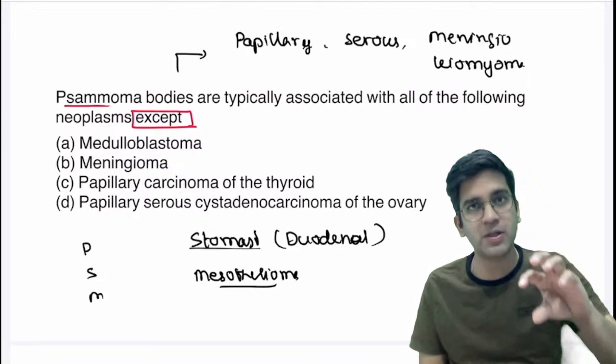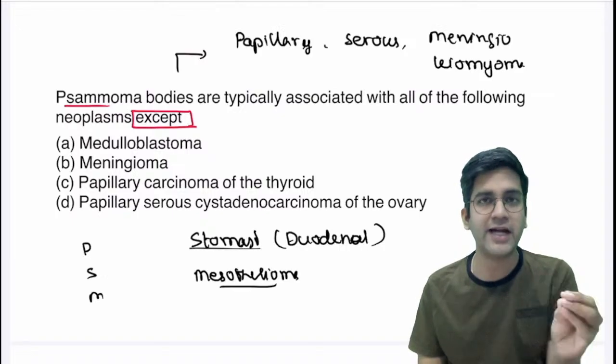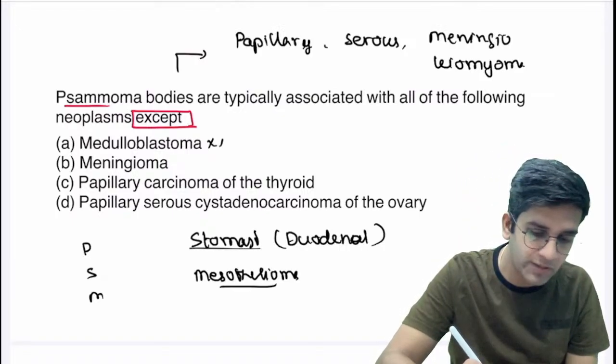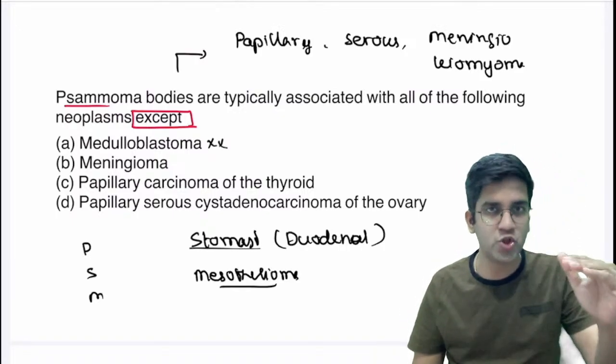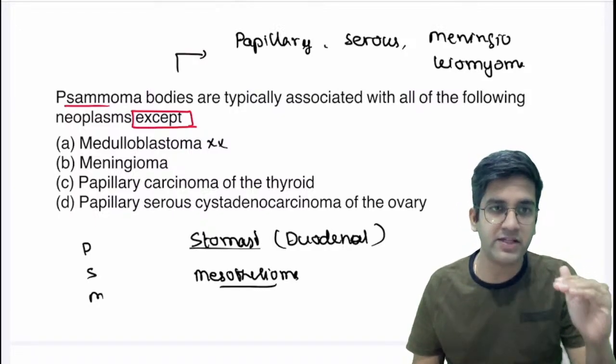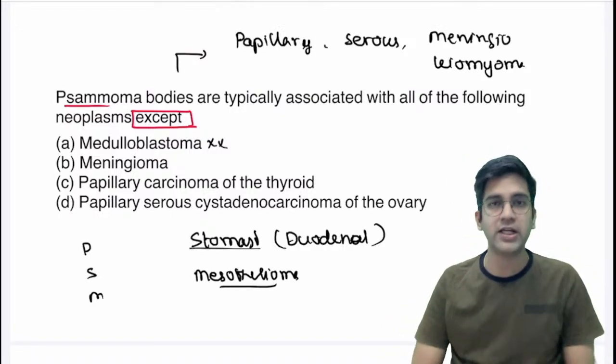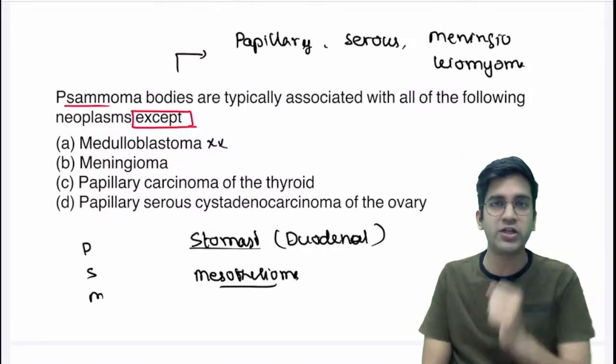So if you're going with PSM square, be a little bit specific. I don't want you to get confused, right? Obviously medulloblastoma will not have psammoma bodies. Meningioma, papillary carcinoma thyroid, and papillary serous adenocarcinoma will have psammoma bodies, right? Okay, just one more extra pointer from here.